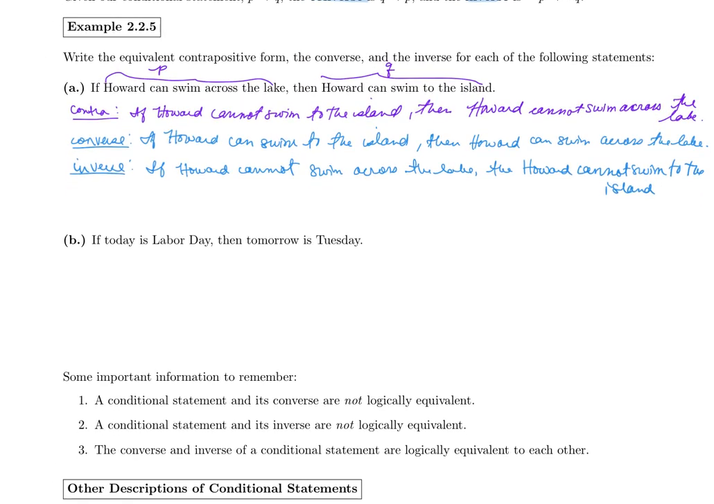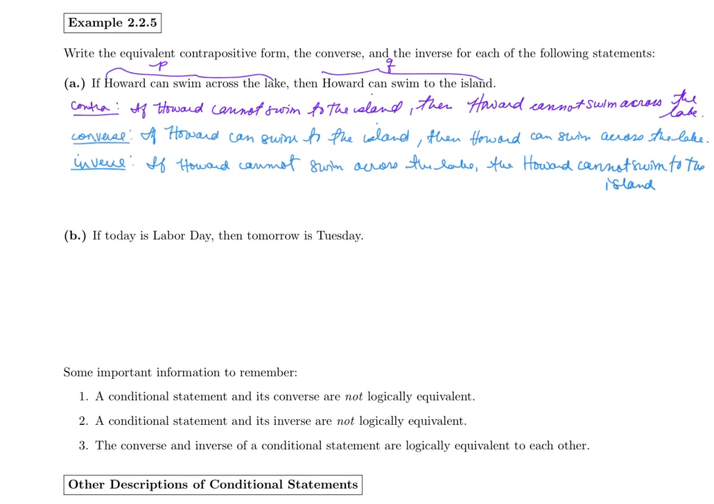Let's try another example. This one's a little easier to put into place, especially because it's already Labor Day weekend. For this one, I said if today is Labor Day, then tomorrow is Tuesday. Well, today is Labor Day is our P, and tomorrow is Tuesday is our Q. If P then Q. What does our contrapositive say?